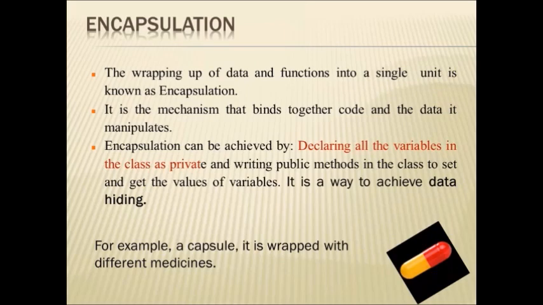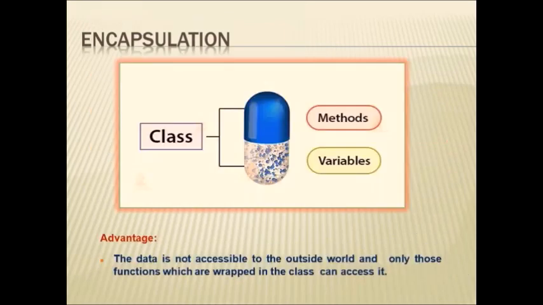If you observe the general meaning of a capsule, the capsule is nothing but it is wrapped with different medicines. In the same way, if you observe the figure, the class is nothing but a combination of data and functions. Data in the sense of variables, functions in the sense of methods. That is the encapsulation definition. So encapsulation can be implemented or achieved by using a structure called a class.